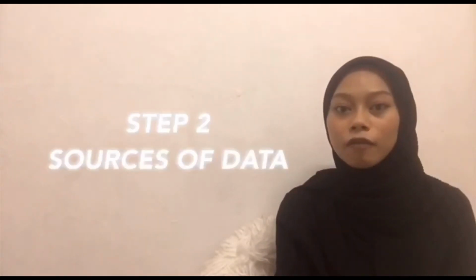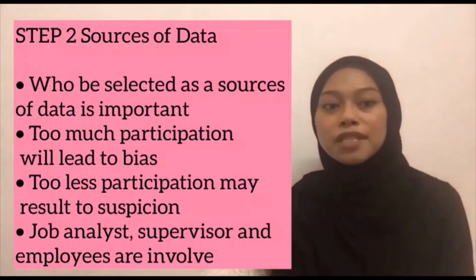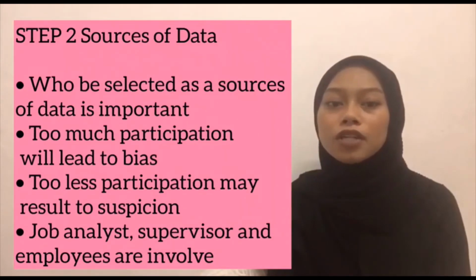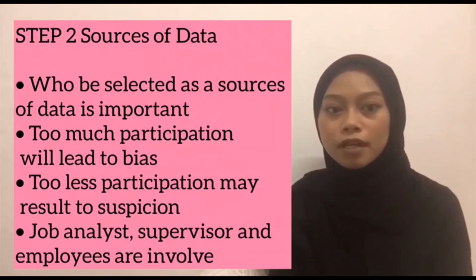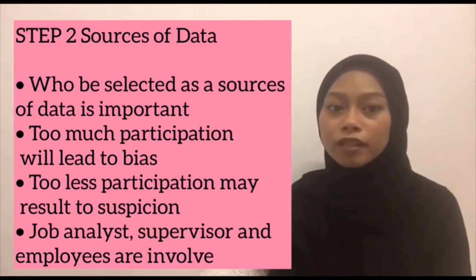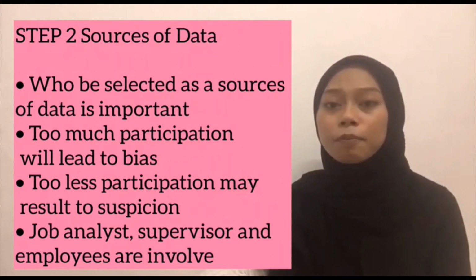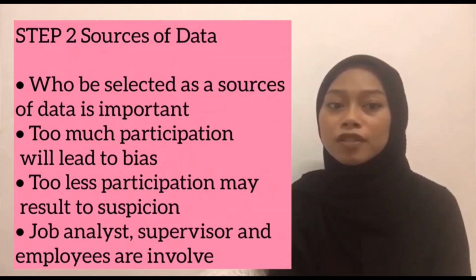The second process is the source of data. Who should be selected as a source of data is quite important in this process. Too much participation will lead to bias, inflating roles, duties, and responsibilities in favor of a task. But too little participation may result in suspicion about the motives behind the job. Thus, it can also lead to inaccurate information.